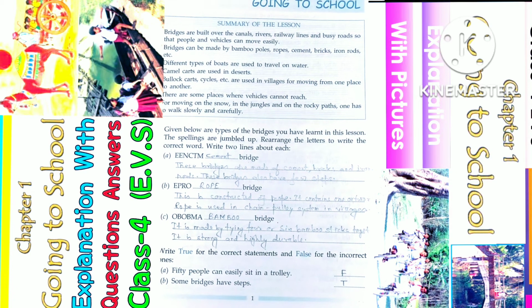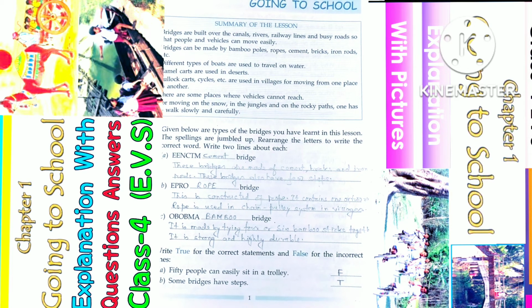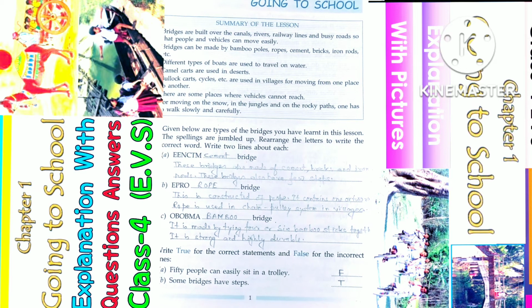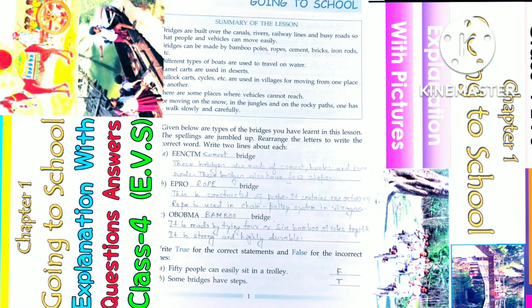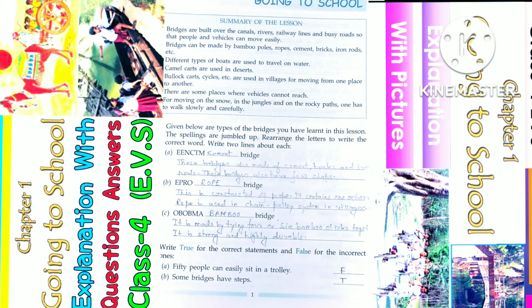See, EENCTM dash bridge. It will be cement bridge. CEMENT, cement bridge. These bridges are made of cement, bricks and iron rods. These bridges also have a few steps.